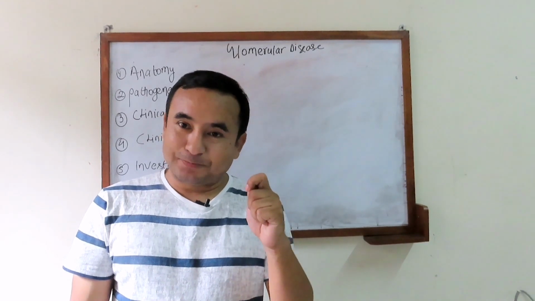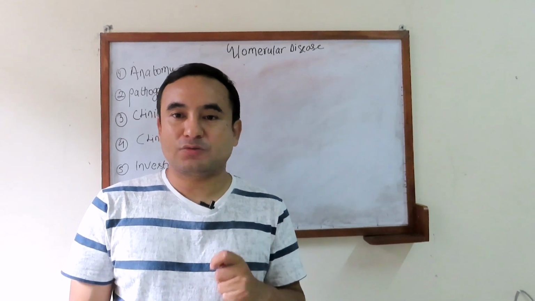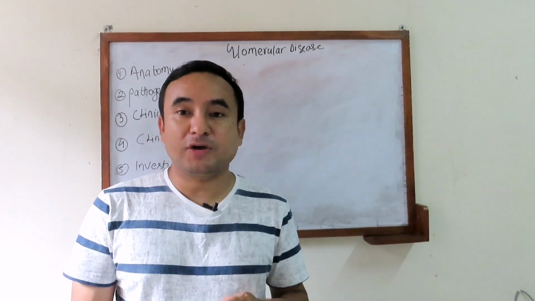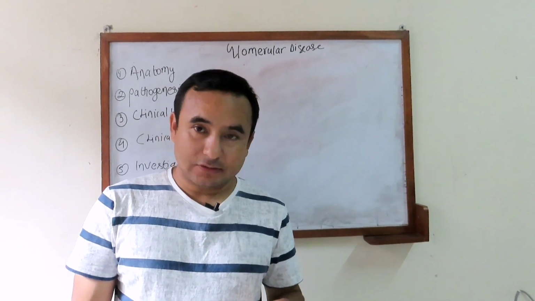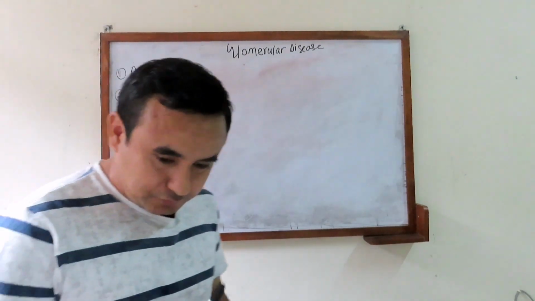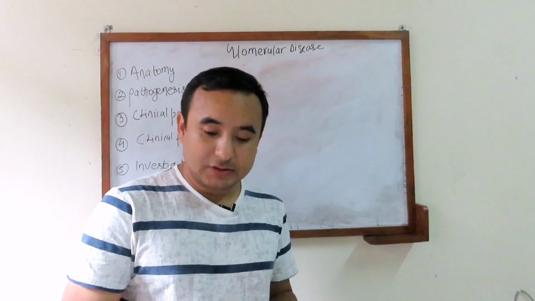So the inflammation of the glomerulus, where there is inflammation of the glomerular capillaries, is called glomerulonephritis. Okay, it's called glomerulonephritis. Then the clinical pattern. We need to understand about the clinical pattern.